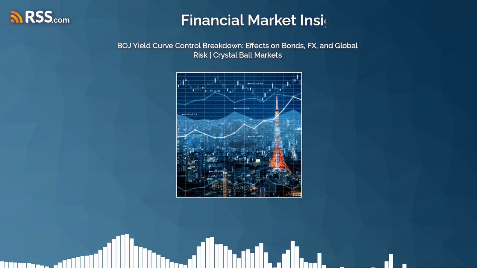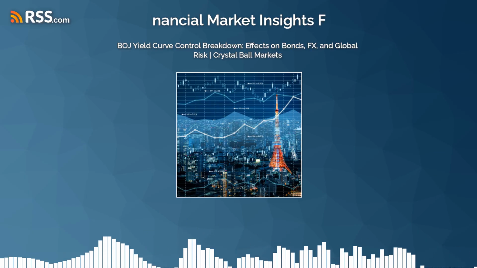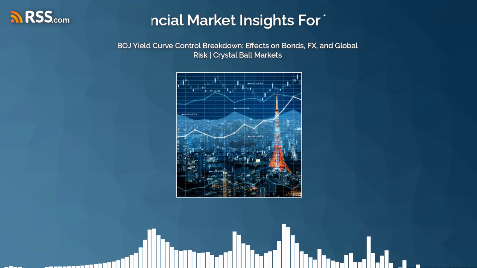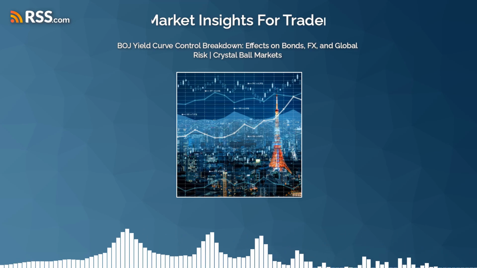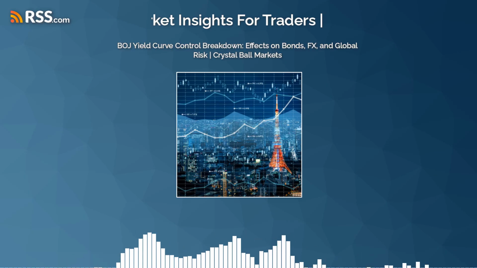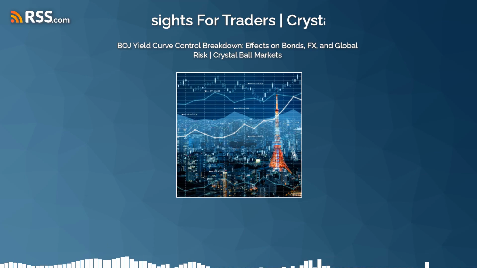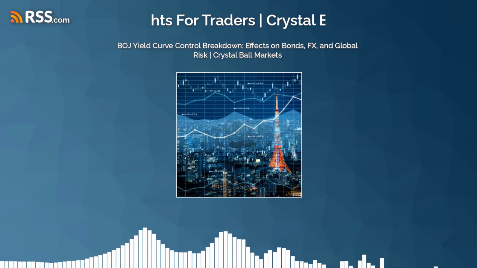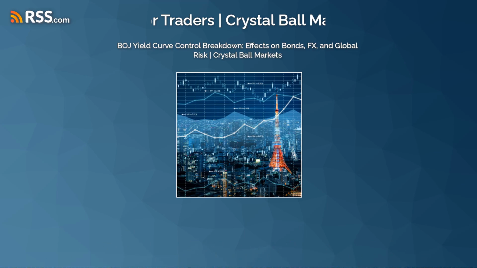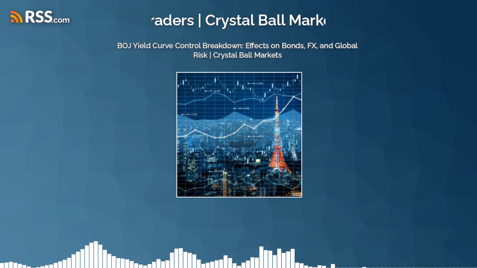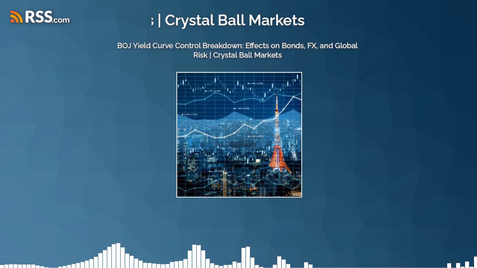Then there's the issue of exit risk. Eventually, the BOJ will need to normalize policy. But allowing yields to rise could lead to sharp declines in bond prices, higher borrowing costs, and increased volatility across financial markets. Currency weakness is also a factor. Low yields tend to weaken the Japanese yen, as investors seek higher returns elsewhere. While a weaker yen can support exports, it also raises the cost of imports and can contribute to inflation.